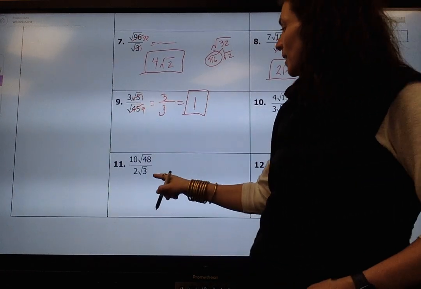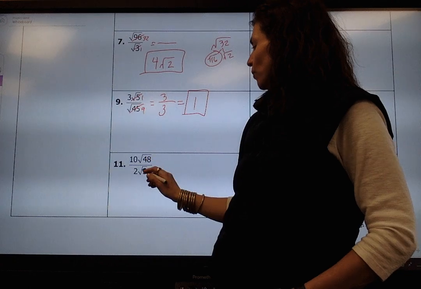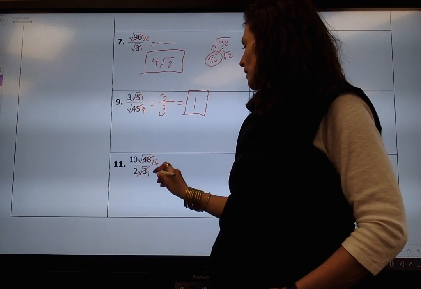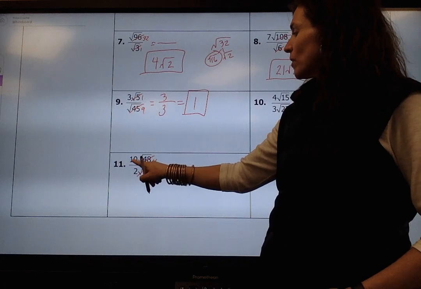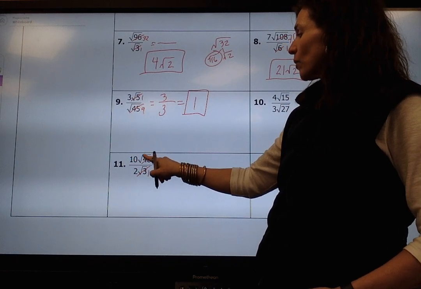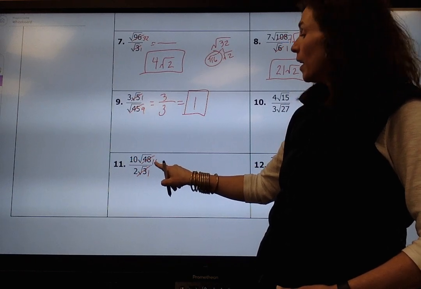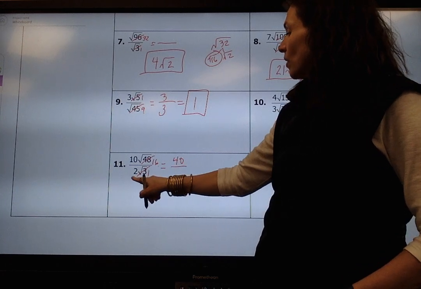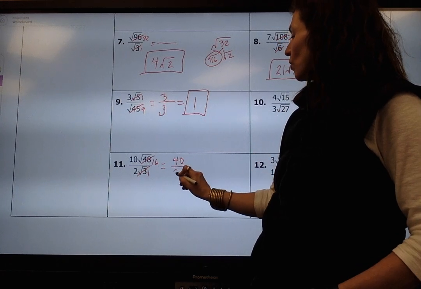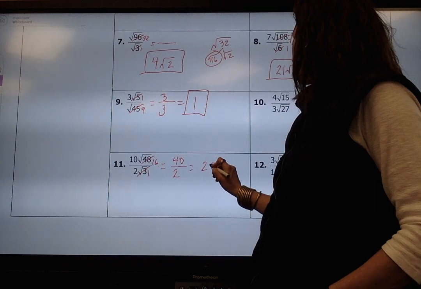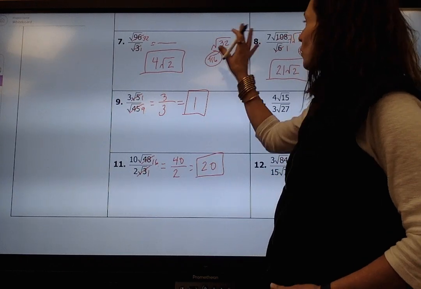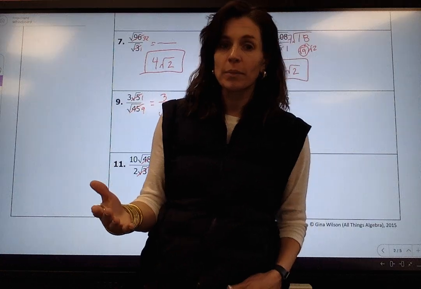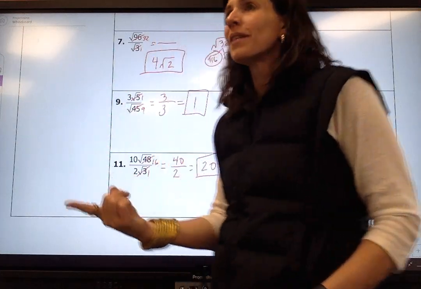Let's look at this guy. So 3 goes into 48. 3 goes into 3 once. 3 goes into 48 16 times. And so here's 10 square root of 16. The square root of 16 is 4. And 4 times 10 is 40. 2 times square root of 1 is just 2. And then I can reduce 20 as my answer. So I think you can see how we're reducing, and then of course we have to simplify. But let's jump to the next page.